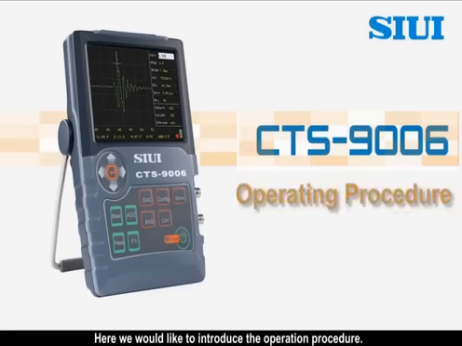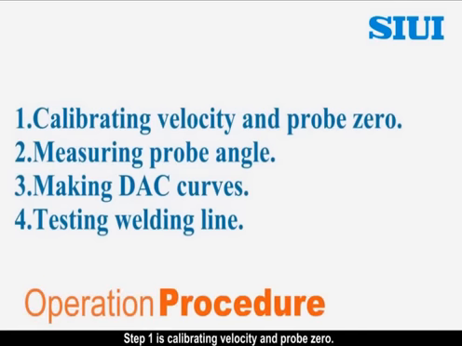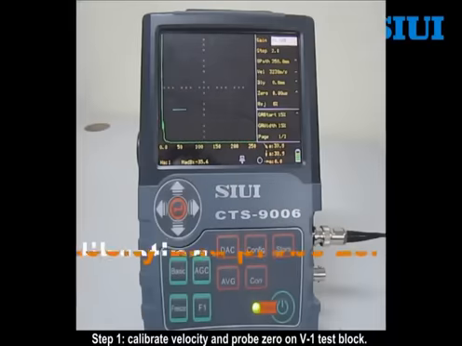Here we would like to introduce the operation procedure. Step 1 is calibrating velocity and probe 0. Step 2 is measuring probe angle. Step 3 is making DAC curves. Step 4 is testing welding line.